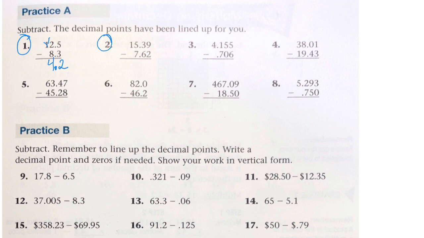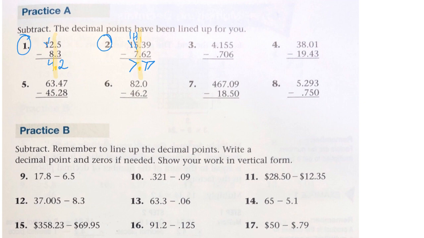Number 2, we can take 2 from 9, that's 7. Well, we can't take 6 from 3, so we regroup. And now we can take 6 from 13, 7. Can't take 7 from 4, so we regroup. We can take 7 from 14, and that's 7, and then bring down the decimal place in the same place. When it's all lined up, we can see the answer has the decimal place right underneath it.